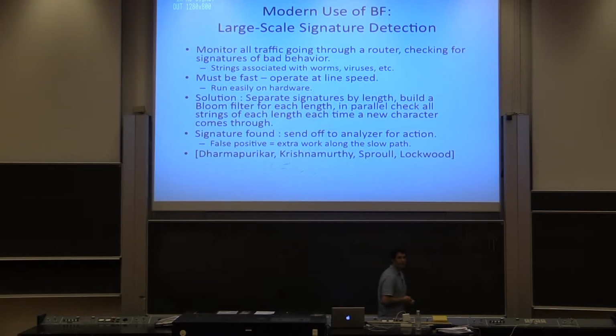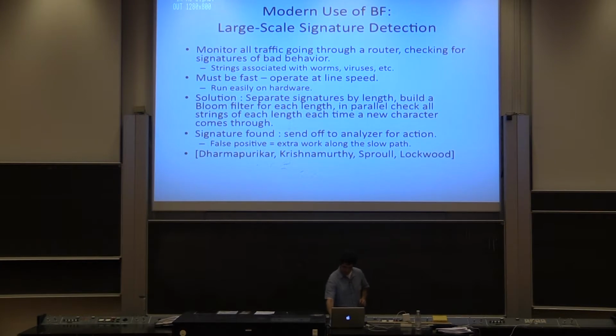A more modern use is for large-scale signature detection, for checking for things like worm behavior or other bad behavior in packets. This was the start of deep packet inspection type technologies. You want things to be very fast when checking through these packets, so you have a list of signatures that you're looking for. The idea is we'll separate the signatures out by length, build a Bloom filter for the signatures of each length, and check them in parallel. If we ever get a match for any of these Bloom filters, then there's going to have to be some extra security processing on the packet if we ever see one of those bad signatures.